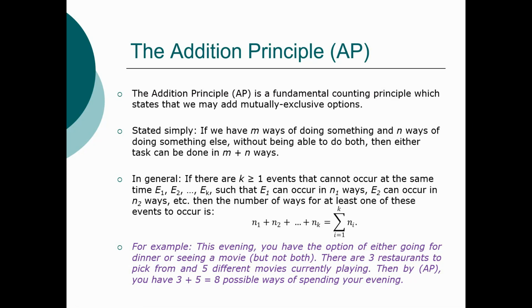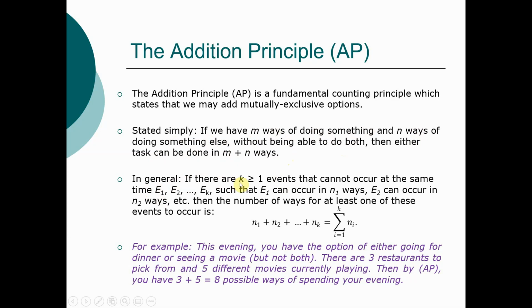If we go to restaurant A, we have 3 options. If we go to restaurant B, we have 5 options, right? And we assume that we can only go to one restaurant. So these are mutually exclusive options. And we assume that we only have one main dish, right? So that's why they're mutually exclusive. And so if we have m ways of doing something and n ways of doing something else without being able to do both, without these tasks happening at the same time, then either task can be done in m plus n ways. And this can be expanded.